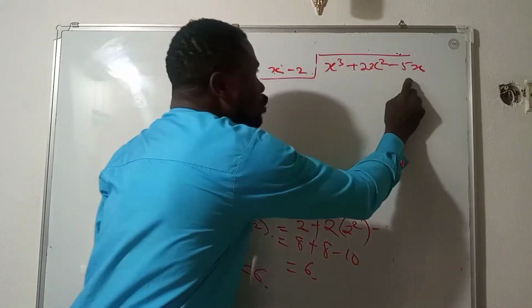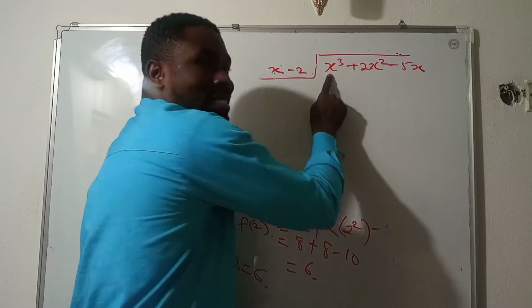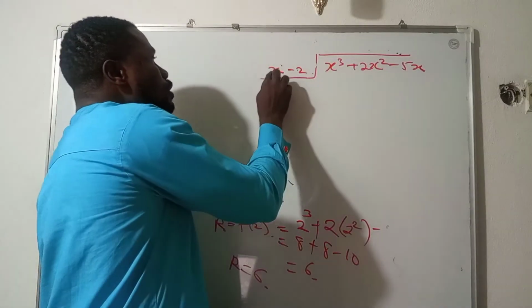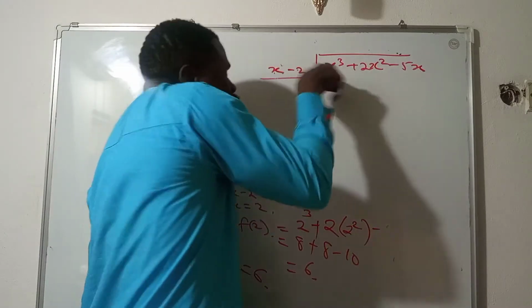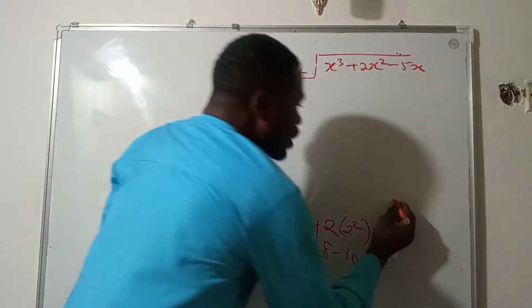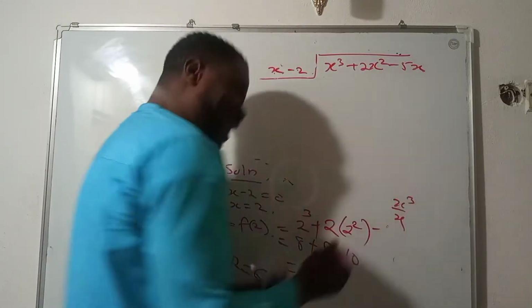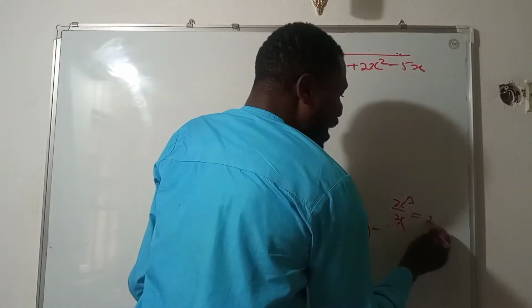It is 3 for this one. It is 3 because of this term. For that reason, I'll be using this to divide this. I will now say x into x cubed. What that means is x cubed divided by x. And of course, if you work that, it will be x squared.